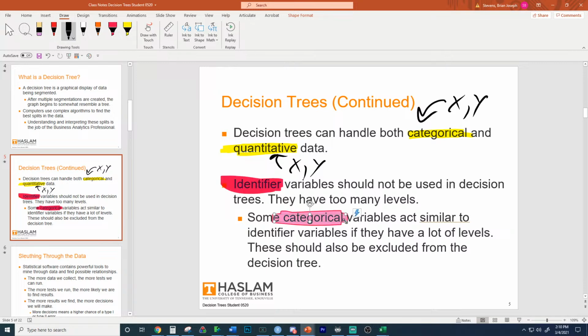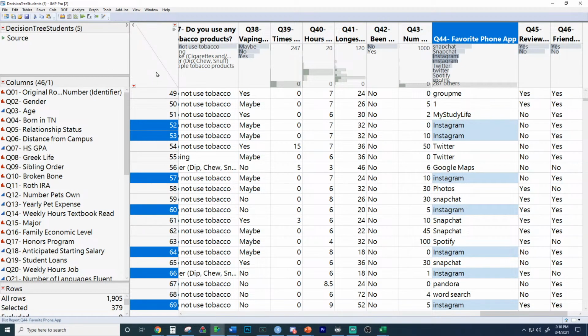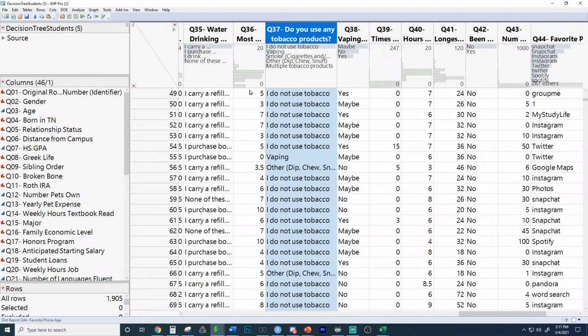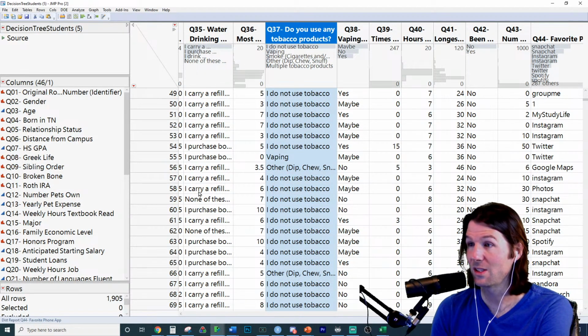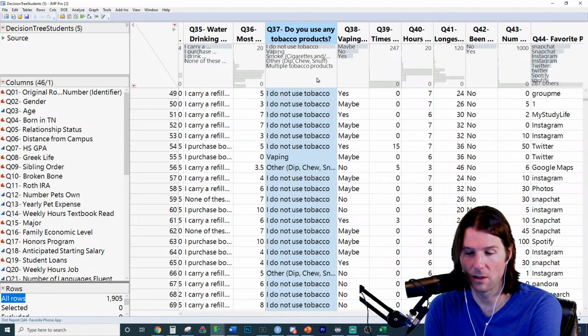Or we don't want categoricals that have too many levels. Those are unique categorical variables like this one right here that has way too many levels. This one over here does not have way too many levels. That's fine. It would be interesting to talk about how many levels is too many, but it would depend on how much data you had. And with almost 2,000 observations, we'll be fine on this.